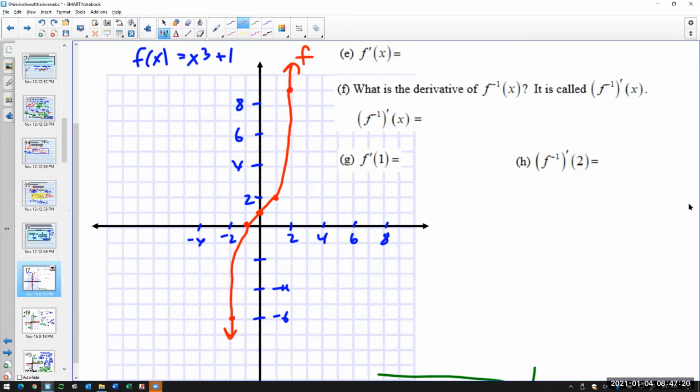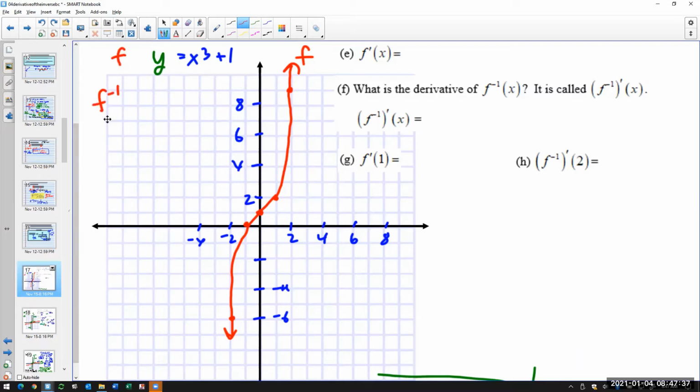Okay, what I'm going to do is find the inverse of f. I'm going to call that g. I'm going to say f and g are inverses. To get the inverse of this, let me just call this y. I graphed y equals x cubed plus 1, and that was my f function. Now I'm going to do the inverse of f.